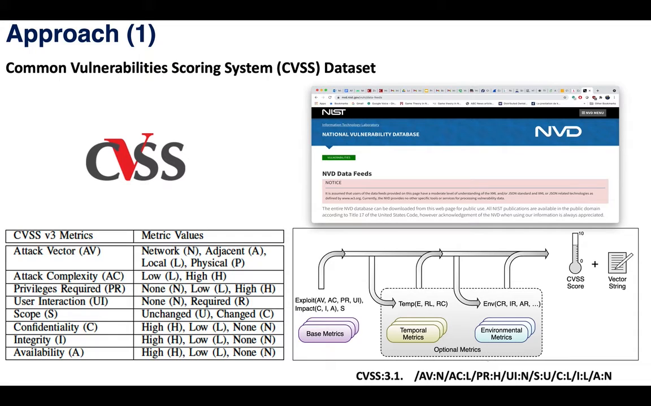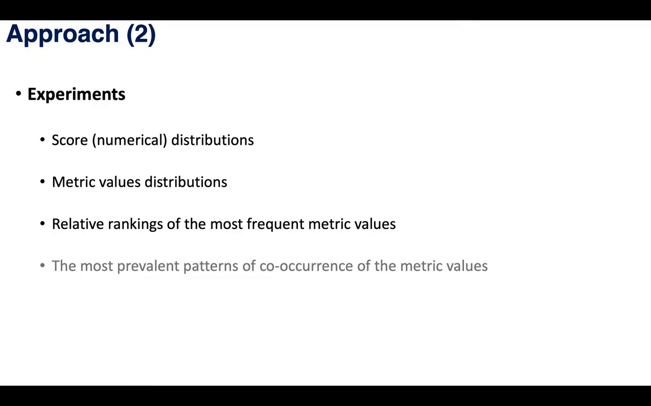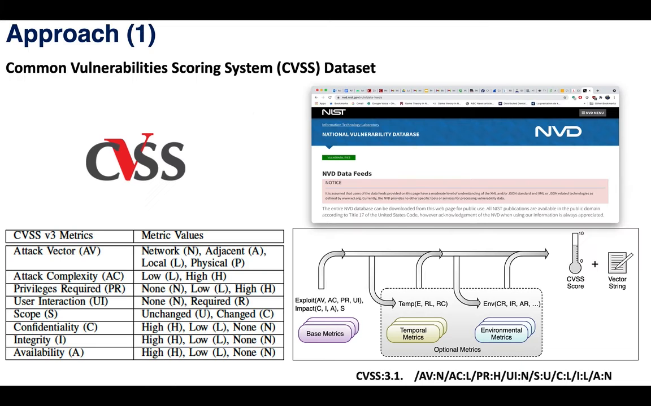So this is the database that we have used in this study, and from this database we did a number of experiments. The first one is to analyze the distribution of the scores that we are getting. Basically, are the vulnerabilities mostly severe, or are they less severe throughout the years? We have also analyzed the values of the metrics, meaning, for example, is the attack vector mostly from the network, or is it mostly local? Is the scope mostly unchanged or changed?